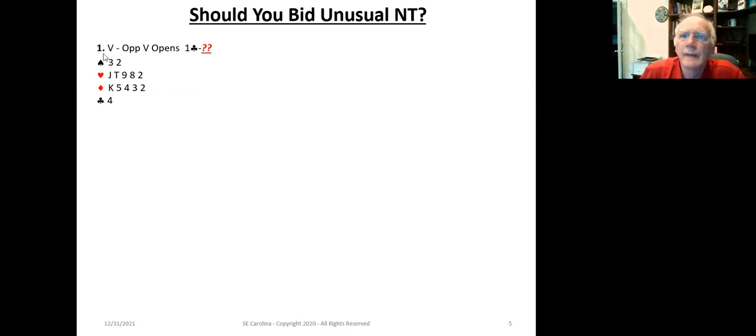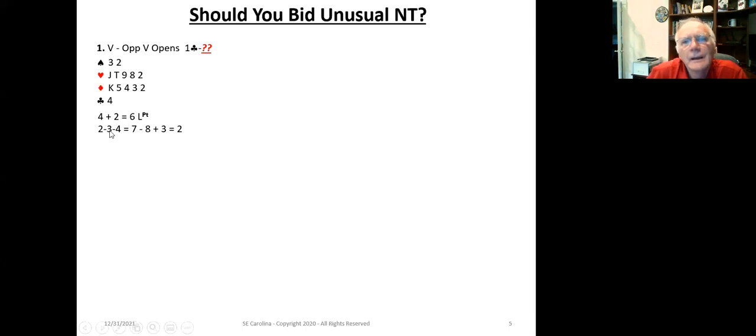In this one, we're vulnerable, and the opponents are vulnerable, and they open one club. This is our hand. Let's do a quick assessment of it. All right, we have 4 high card points, the king and the jack, and we have 2 length points. We've got 6 length points. Not a real strong hand, not a very pretty hand. However, don't let that impede you. Let's take a look at the 2, 3, 4 to see if we're strong enough.